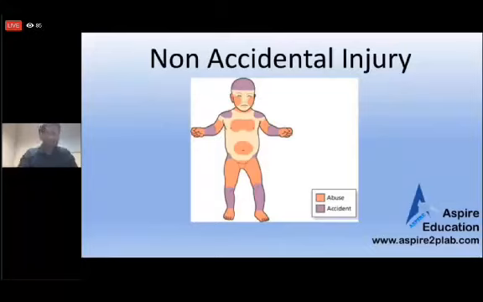So now what injuries are considered non-accidental? What can you expect? There might be physical abuse, emotional abuse, sexual abuse, and neglect. In our case of non-accidental injury, we have a case of physical abuse. So let's discuss only physical abuse now. What types of physical abuse can you expect to happen in non-accidental injury?